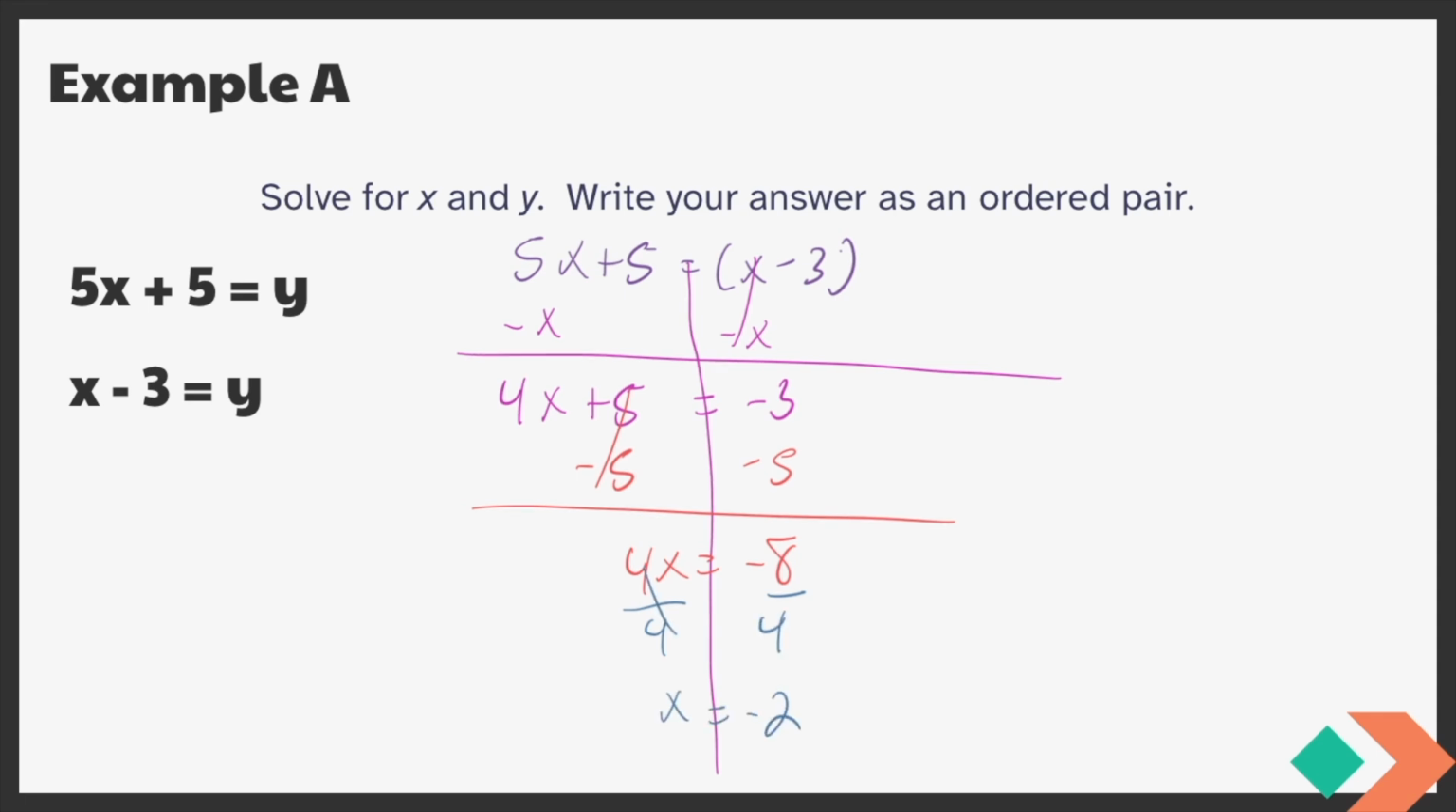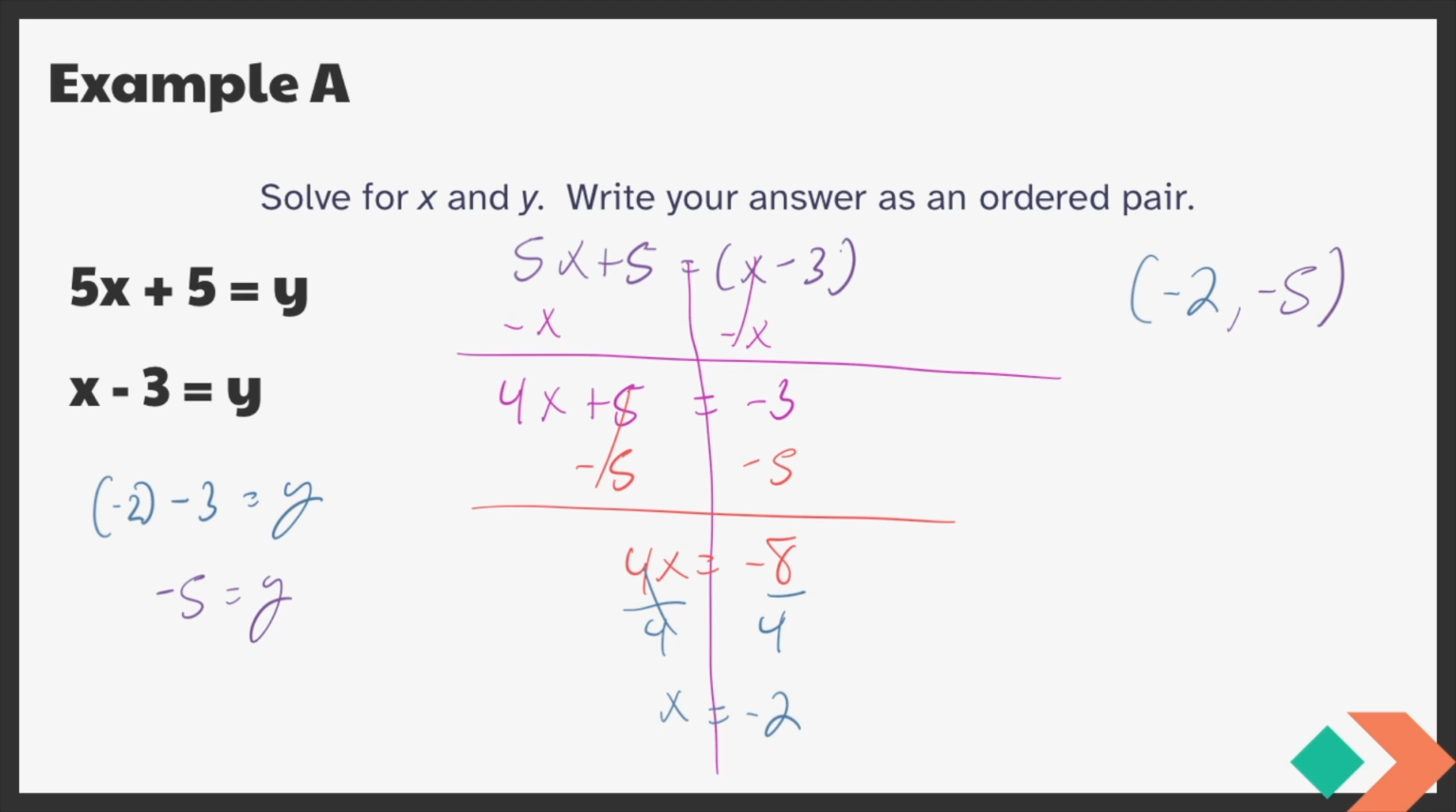And that's great. That gives us one of the numbers in our ordered pair, but we're going to have to substitute that back in. It doesn't matter where we substitute it in, so I'm going to substitute it into the easiest one, which is the x minus 3 down there. So I'm going to substitute in negative 2 for x. We've got negative 2 minus 3 is going to equal y. Negative 2 minus 3 is going to give me negative 5. So negative 5 is equal to y. So my final answer is negative 2, negative 5 as my ordered pair.